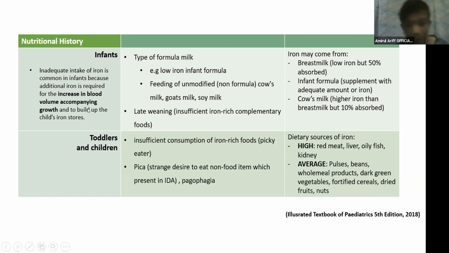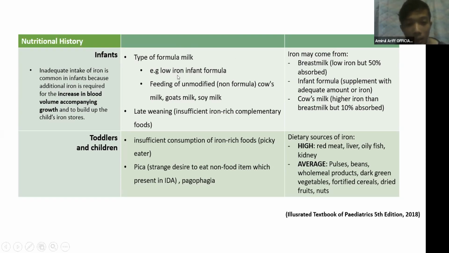The iron from the diet may come from breast milk, which is low in iron, but 50% is absorbed. And infant formula can also be a source of iron for the infant, so the infant needs to be supplemented with an adequate amount of iron. Cow's milk also is a source of iron in the diet. It is higher in iron than breast milk, but only 10% is absorbed.